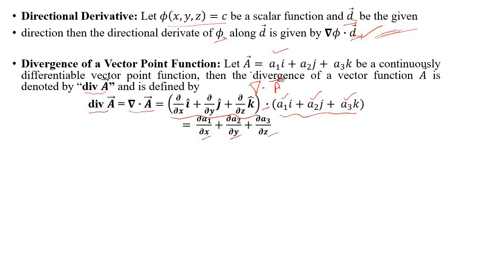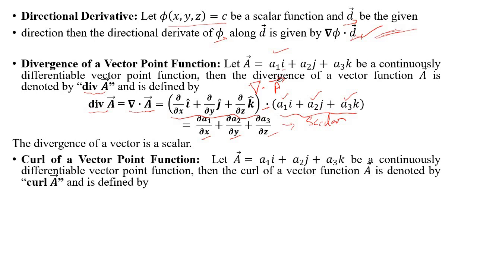Observe, in the beginning we considered a vector with the directions i, j, k. Now observe the resultant: there is no i, j, k component. So this is a scalar. When you find the divergence of a vector function, the resultant is a scalar point function. Okay. Now one more definition, the curl of a vector point function.